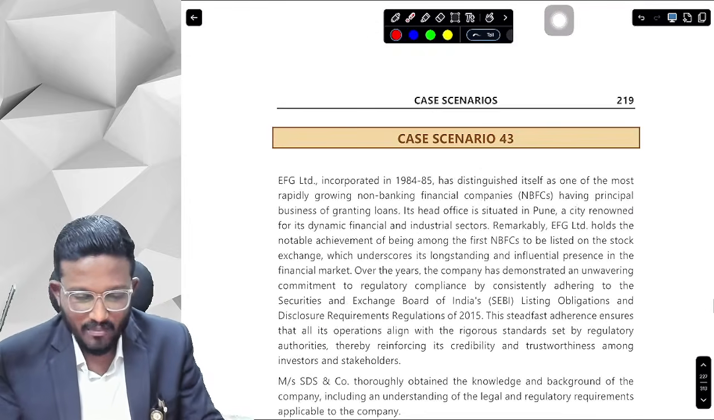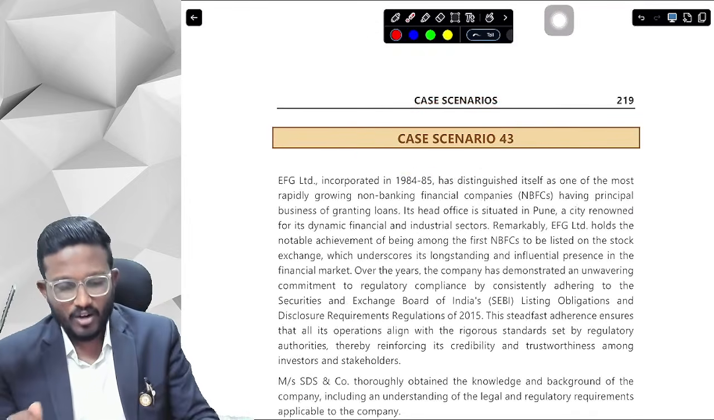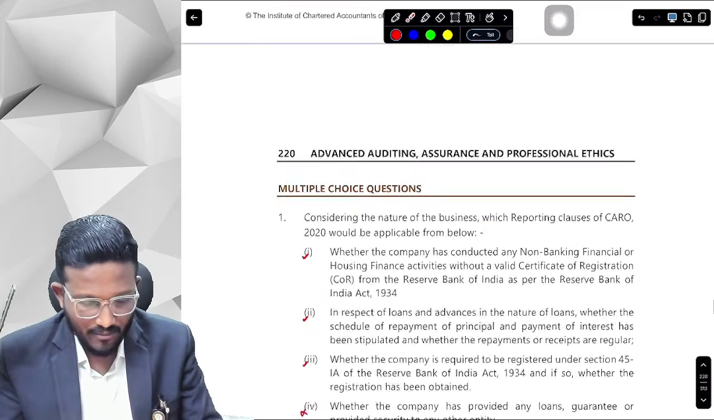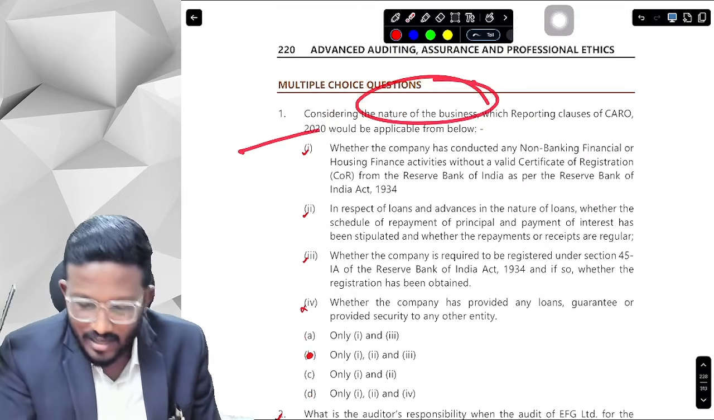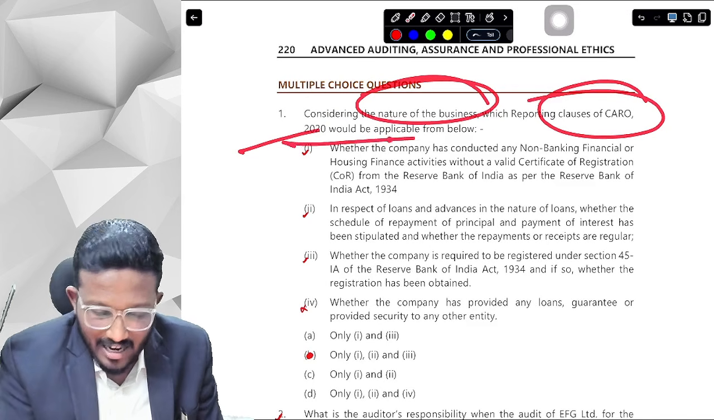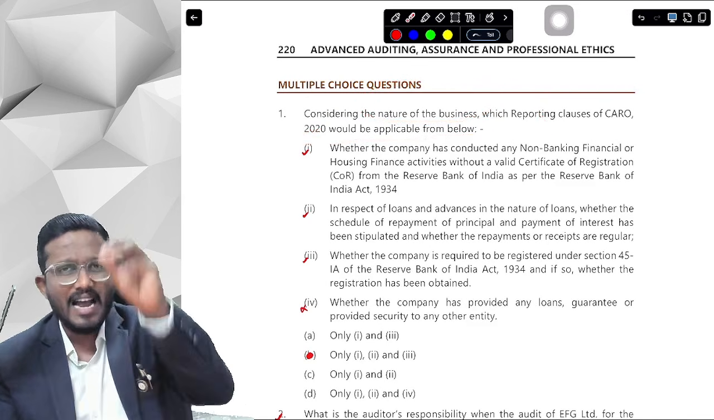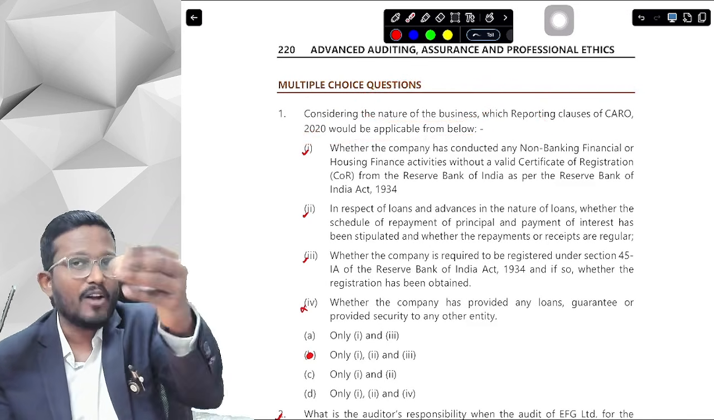This was your case scenario number 42. Now we are doing case scenario number 43. What is it saying, sir? Question number 3 we have to do from here. So here it is saying, considering the nature of business, which reporting of the CARO clauses would be applicable from below? So it is an NBFC. So considering NBFC, which CARO clauses will be applicable?